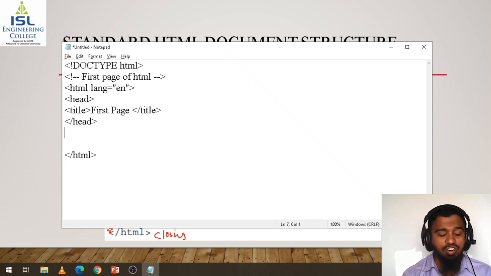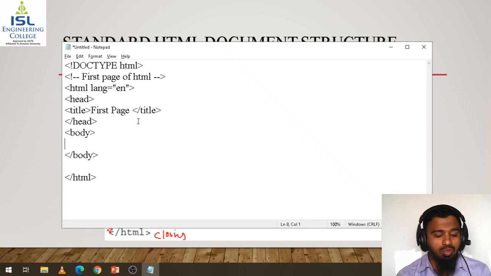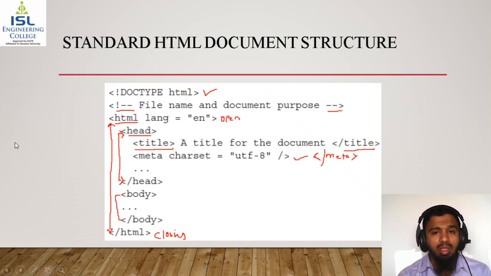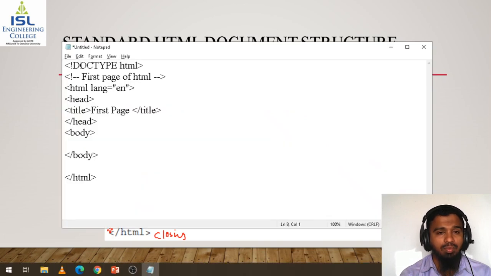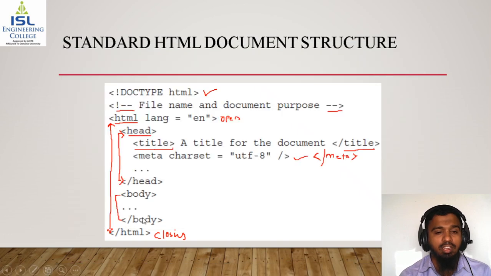Now what is the structure? Next is body, opening tag and slash body, closing tag. Can you see here, if you want to write the meta charset UTF-8, you can write this, and it should be written in the head only. So here the next is body.